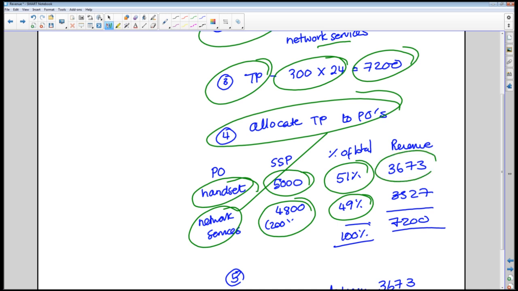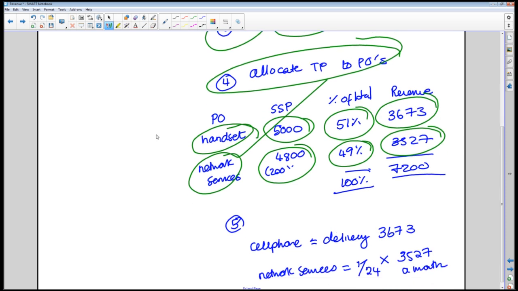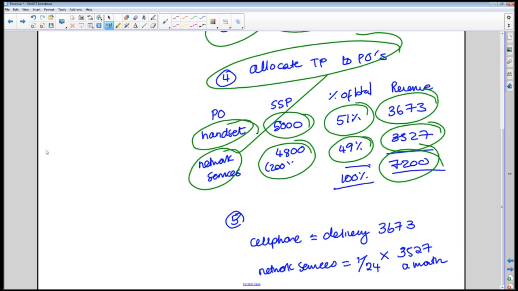So that gives you revenue that should be allocated to the handset of 3,673, and revenue that needs to be allocated to the network services of 3,527. And that gives you a total of the 7,200. So now you've actually allocated this transaction price to the different performance obligations.